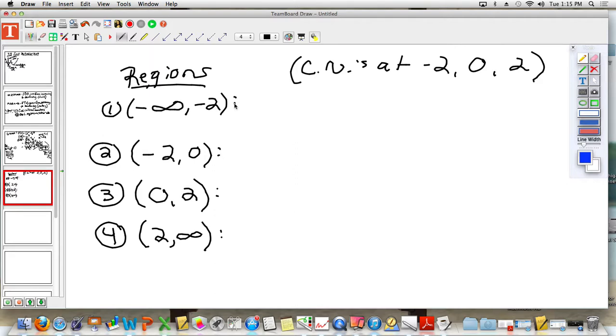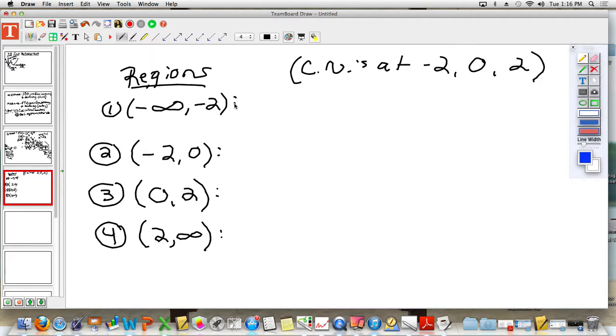Now, the cool thing about this is that you only have to ever check one value. Regardless of how many values you check, the same thing is going to keep happening over and over again. So what you need to do is pick any number you want that falls in between negative infinity and -2. -3.